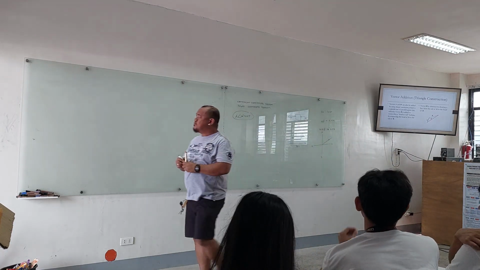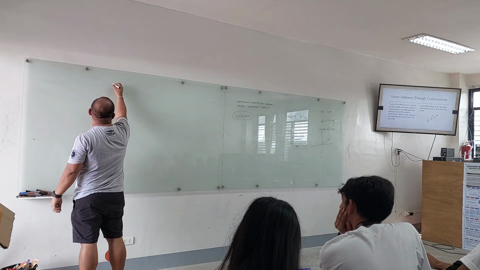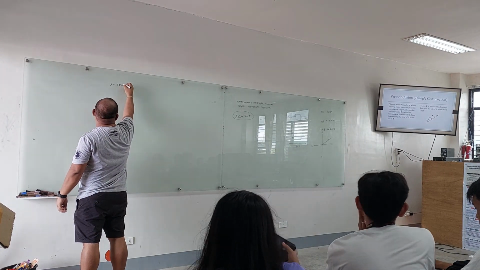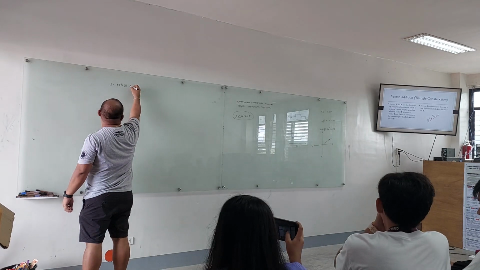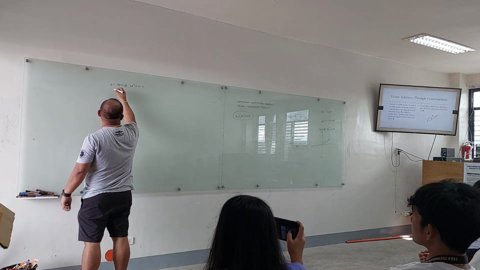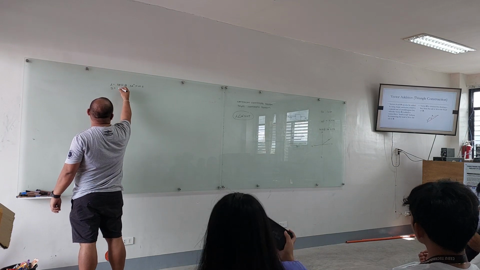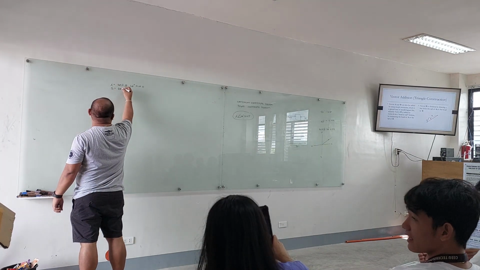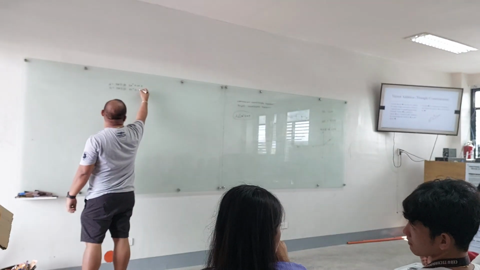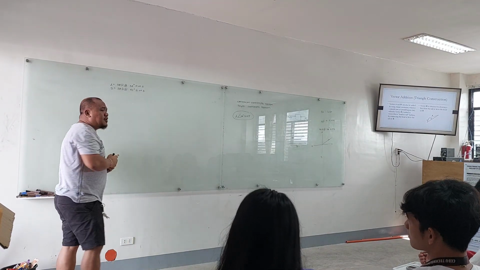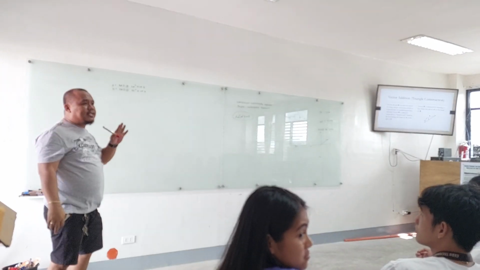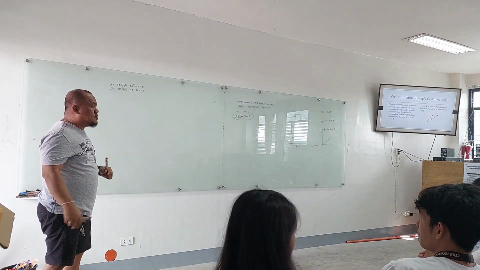Say for example, we have here A is equal to 30 Newton at 30 degrees north of east. B is equal to, say for example, 20 Newton at 45 degrees north of east. We are going to add the two vectors using triangle construction.